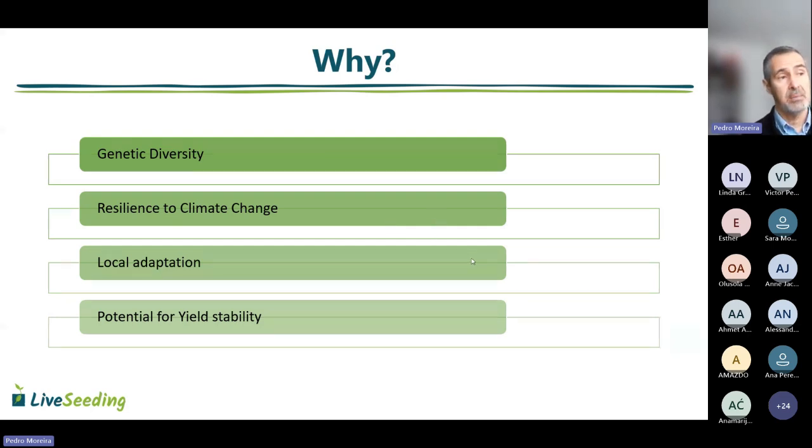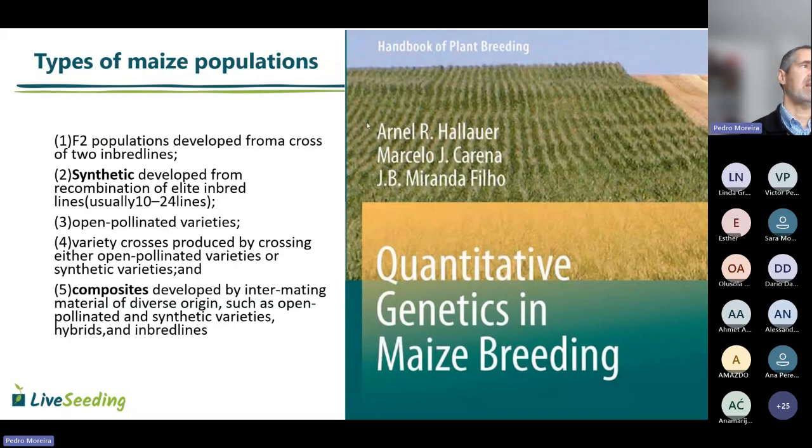Also, they can be very important in low input systems where you really need to make adaptation, and sometimes there are no seeds available in the market to provide to farmers for what we can call more marginal land.